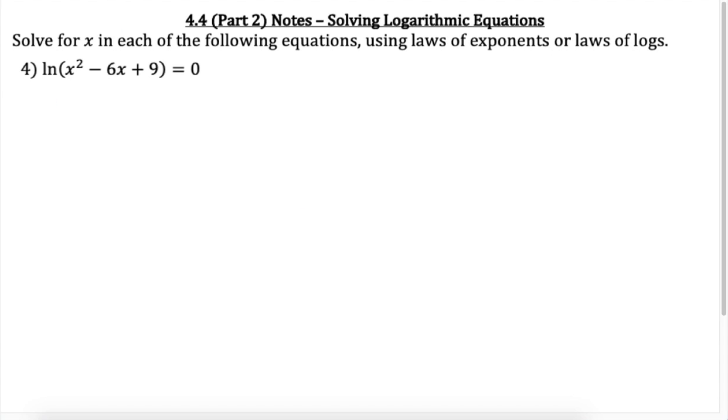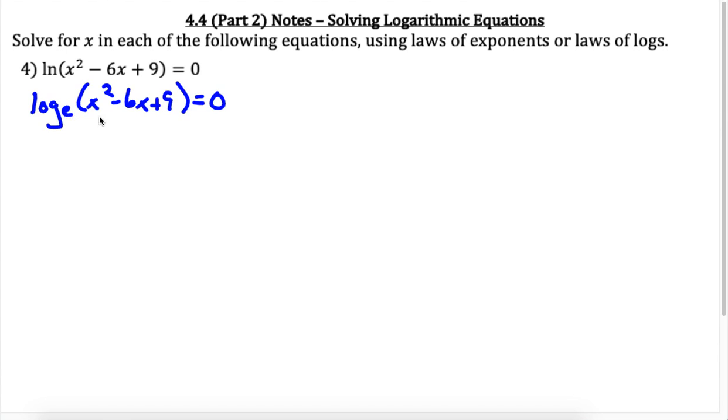So in our next example, pretty similar, we've got natural log of x squared minus 6x plus 9 equals 0. So I already have one log equal to a number. I can go ahead and rewrite this as an exponential. But what's the base? I don't see a base. Remember that the base of a natural log is e. So this would be the same thing as log base e of x squared minus 6x plus 9 equals 0.